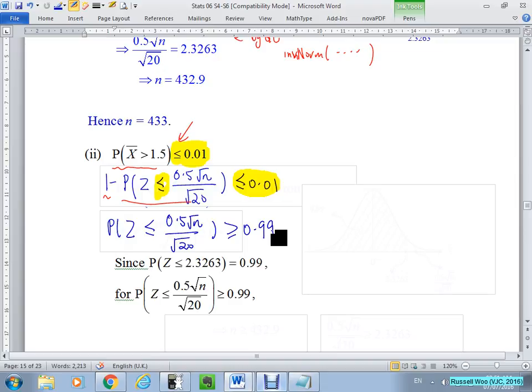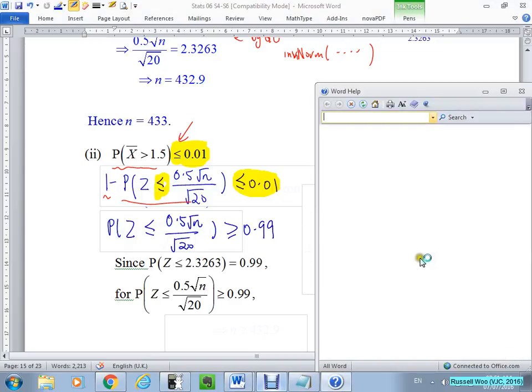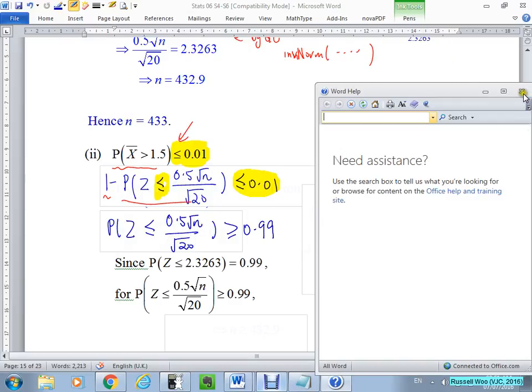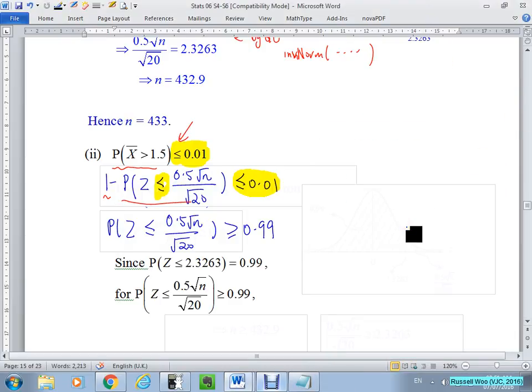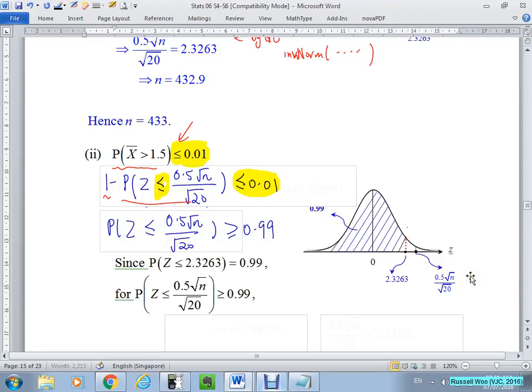Now, if you want z smaller than this value to be greater or equal to 0.99, you draw the bell curve. Now you want this area to be great. If this is 2.3263, you know this area is 0.99. But you want the left-bound area to be more than 0.99. This value must be greater than 0.99.